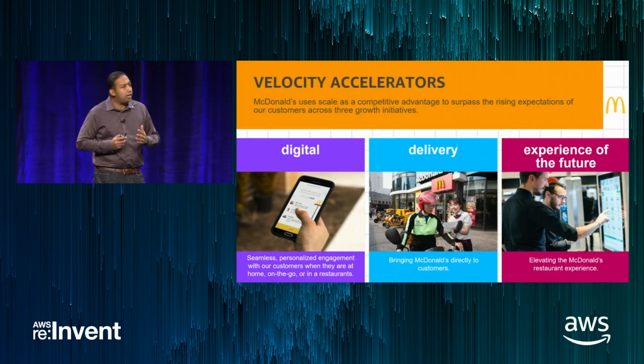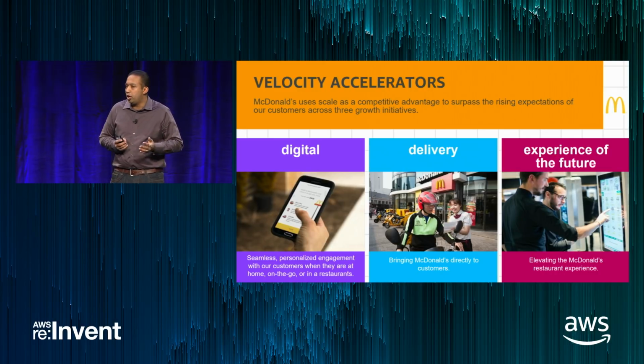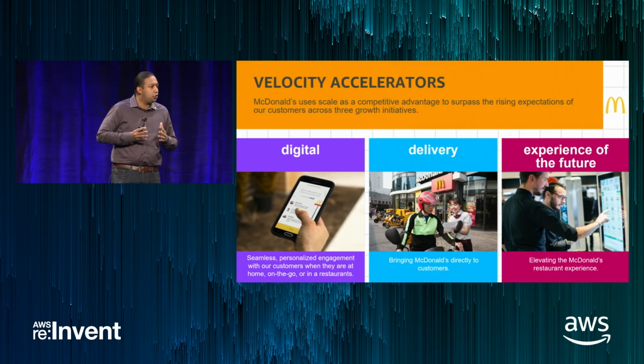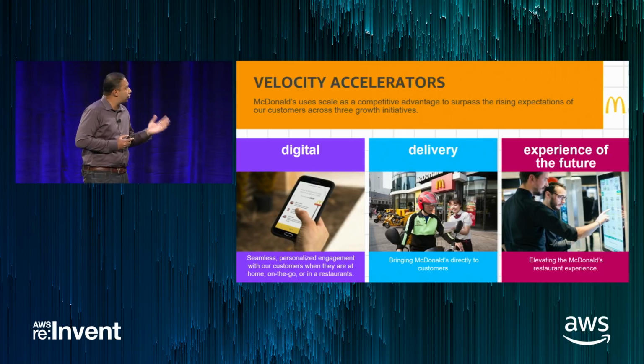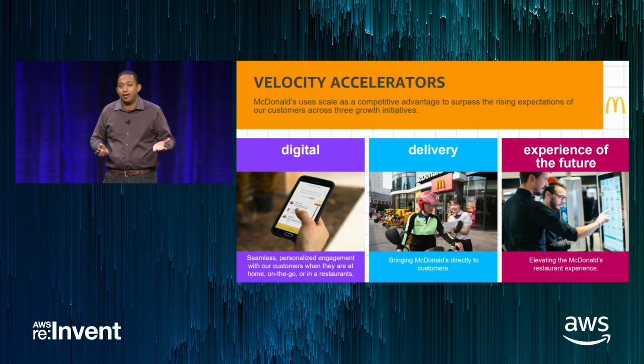Here's some of the velocity accelerators that we at McDonald's use. Number one being our digital transformation. The whole premise of our digital transformation is to make it more convenient as well as personalized for our customers, to make the whole experience personalized. The second pillar is delivery, again drawing on that convenience theme. How would we deliver our food to you when you want to have our food, right? And then the third aspect is the experience of the future. This is to actually elevate the restaurant experience and modernize the restaurant experience for our customers, right?